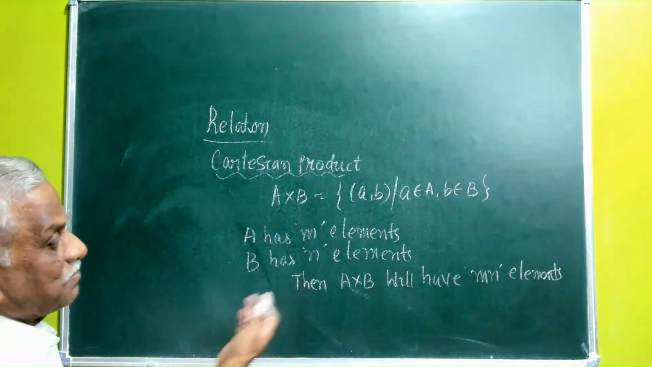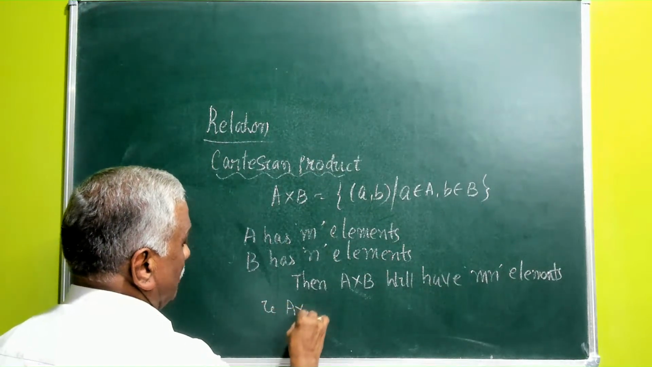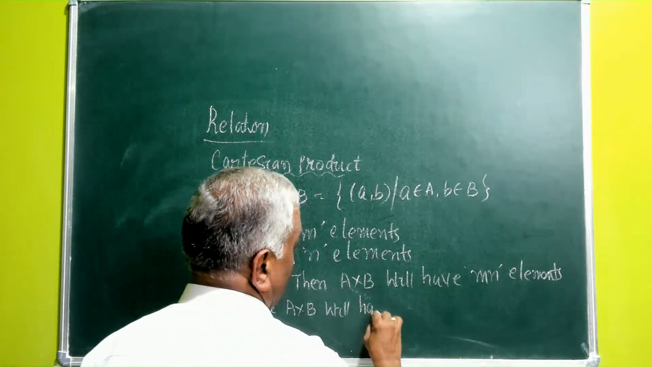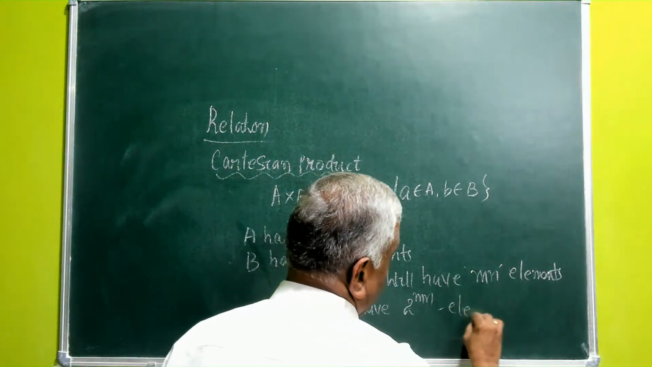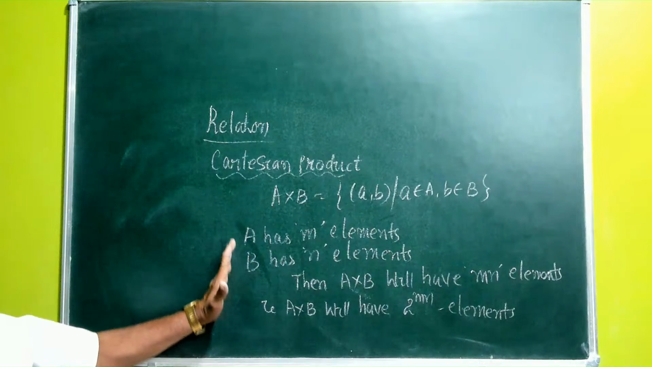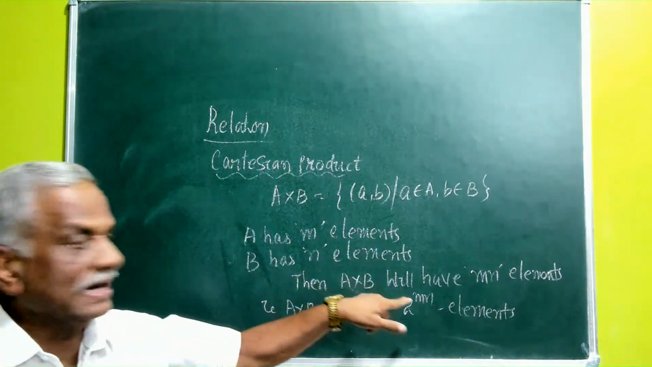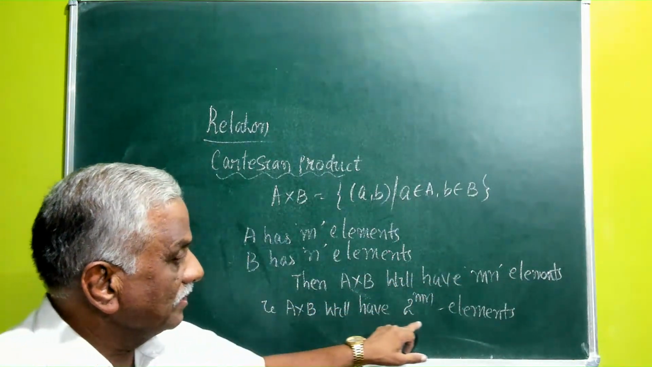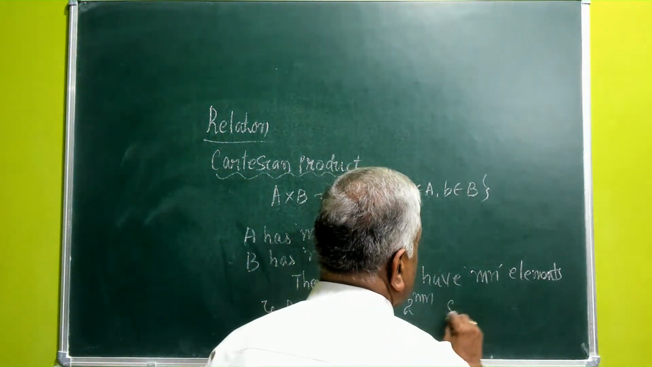The question is how many subsets we can define, that is A cross B will have 2 to the power of mn subsets. I'll just discuss this. A has m elements, B has n elements. A cross B will have mn elements, and A cross B will have 2 to the power of mn subsets. You can just say, instead of elements, subsets.